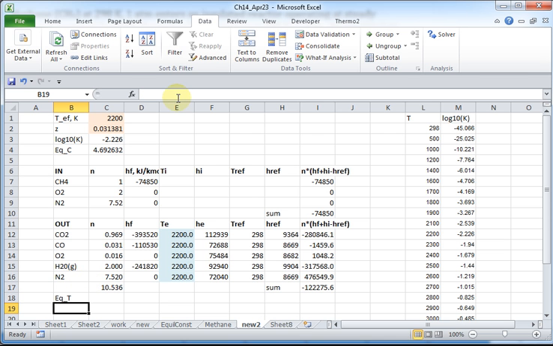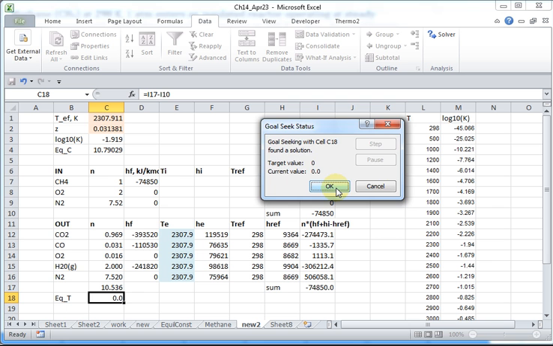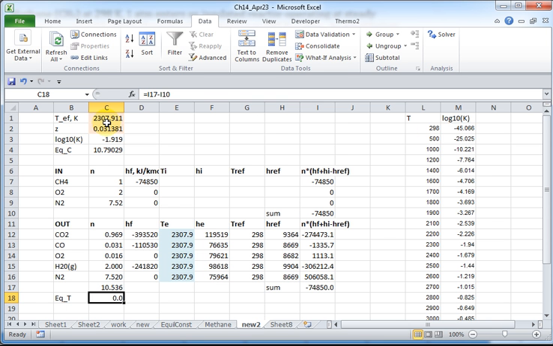Thermal equilibrium, okay? So that would be the sum of the products minus the sum of the reactants. That term should be 0. It's a function both of T and Z, but it's primarily a function of T. Let's do what if analysis, goal seek. Take that cell that's dancing, set it equal to 0 or drive it to 0 by changing this temperature. So it says, okay, it's closer to 2307.